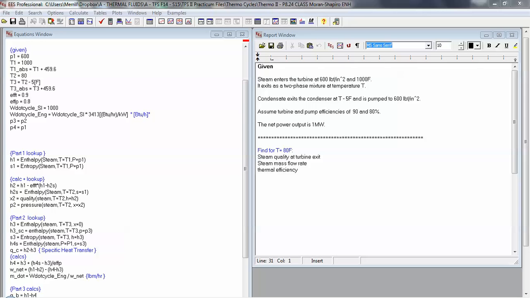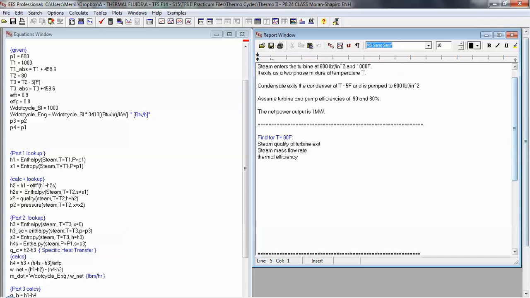This video shows you the conversion of the EES Rankine cycle setup to an actual EES model. Here, to refresh your memories, are the givens. Steam enters the turbine at 600 pounds per square inch. That's in absolute terms.